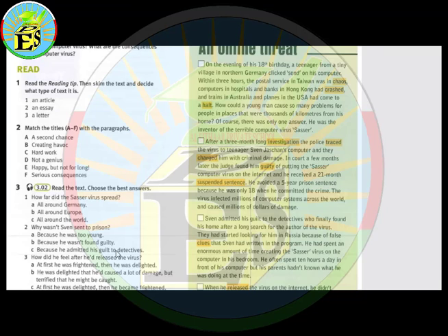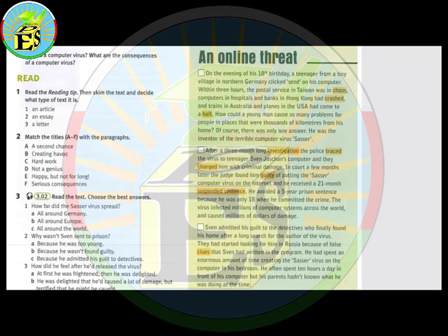Okay, so what is it? Yes, great. It's A, an article. Now let's go for exercise 2. Match the titles A to F with the paragraphs. A, a second chance. B, creating havoc. C, hard work. D, not a genius. E, happy but not for long. And F, serious consequences. I think you remember havoc. We studied it last unit. Havoc is a situation when there is a lot of confusion and damage. Okay, so now let's start. Read the paragraphs quickly and match the headings with the paragraphs. Go ahead.